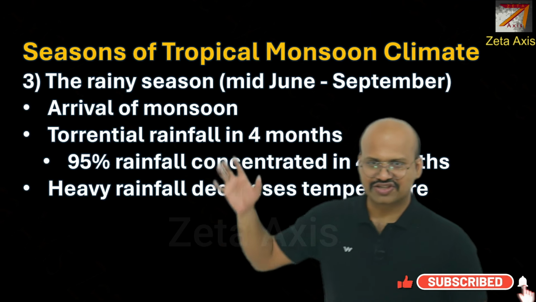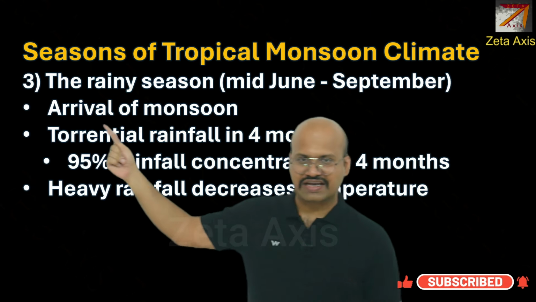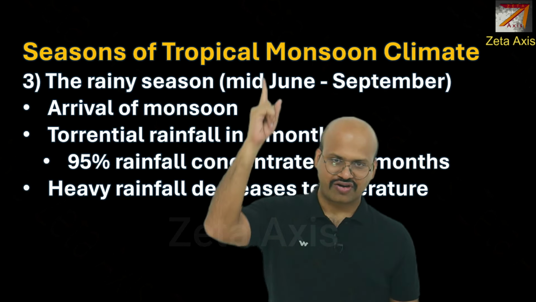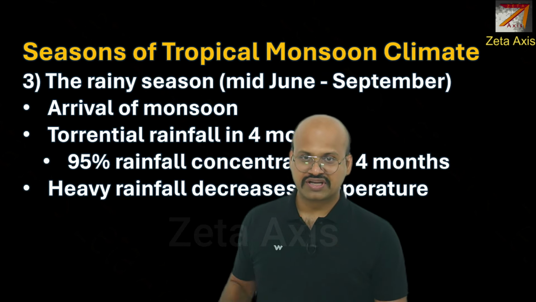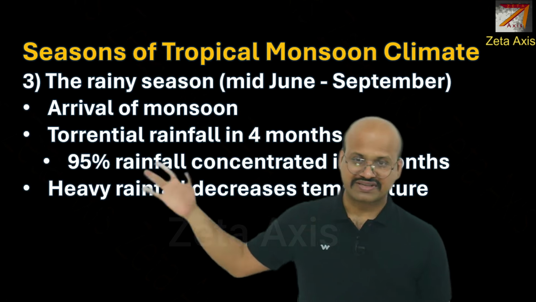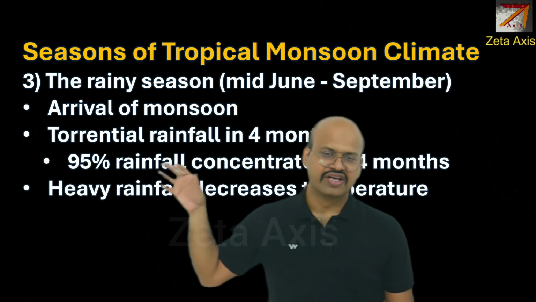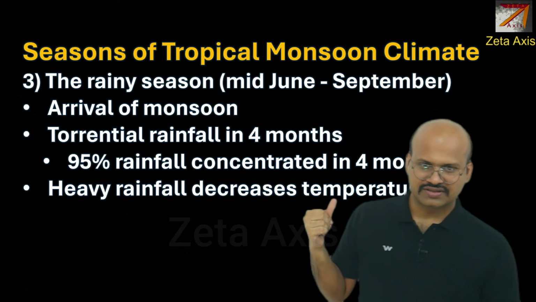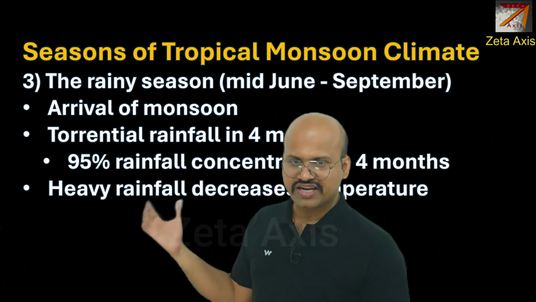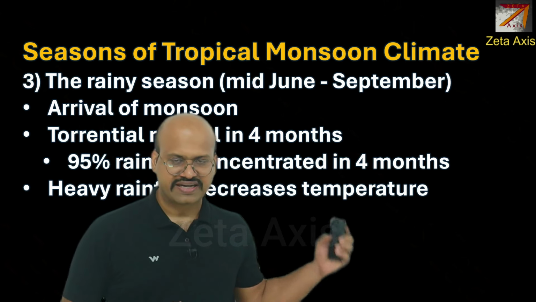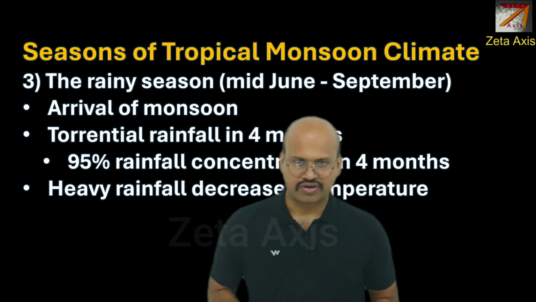So here are the characteristics of the third season. We can see the arrival of monsoon in the Indian subcontinent occurs around mid-June. Torrential rainfall in 4 months. 95% of the total rainfall is concentrated in these 4 months. And there is heavy rainfall which decreases the temperature throughout the Indian subcontinent.